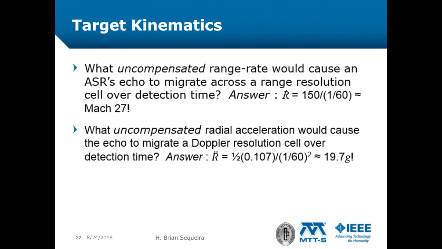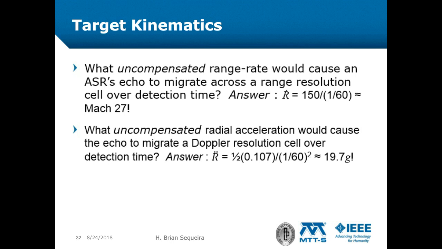For example, in this case, radial acceleration is not of concern because it would have to be very, very high compared to what is normally encountered. But if you were considering a 77 gigahertz automotive radar operating with a detection time of 1/60th of a second, the uncompensated radial acceleration cannot exceed 0.72 g.